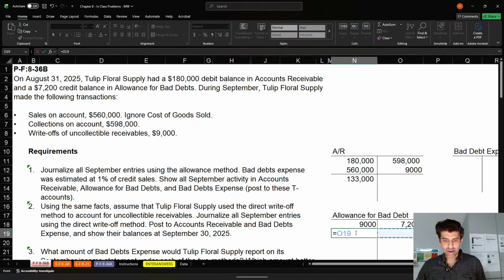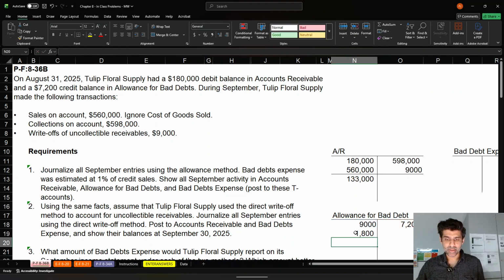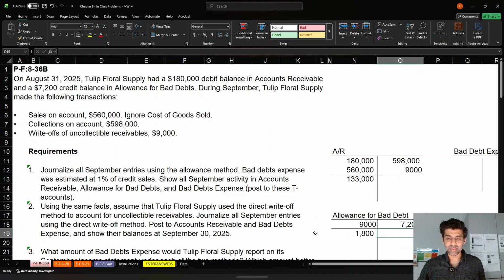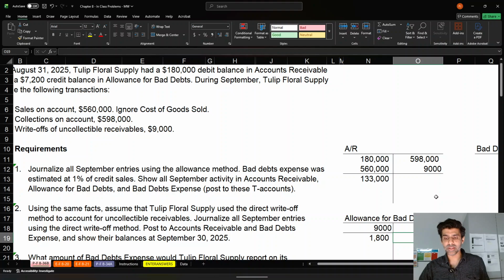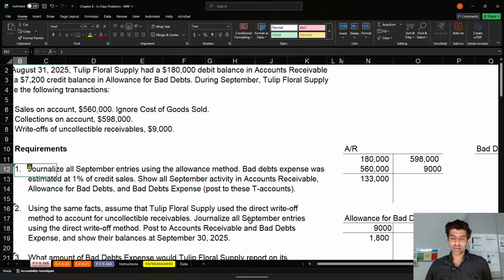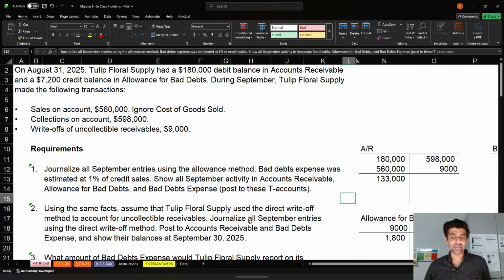Okay, we have an unadjusted balance in the allowance for bad debt account, which is a debit balance. We can't have this. This is the unadjusted balance. So after the adjusting entry, it has to become a credit balance. If it's still a debit balance even after the adjusting entry, there's a problem. So we have these balances, and now we're going to do the adjusting entry.